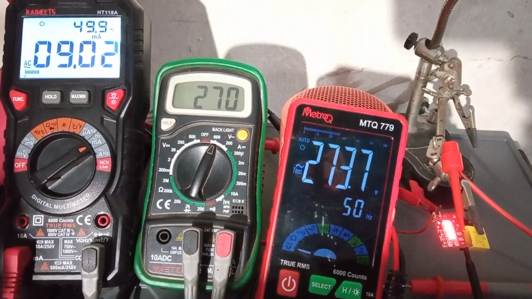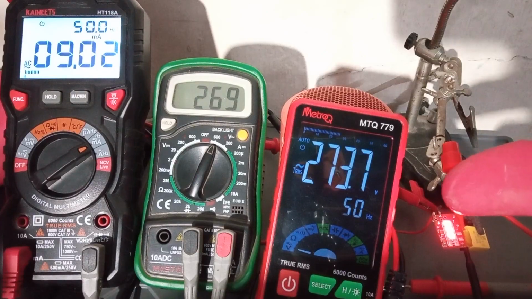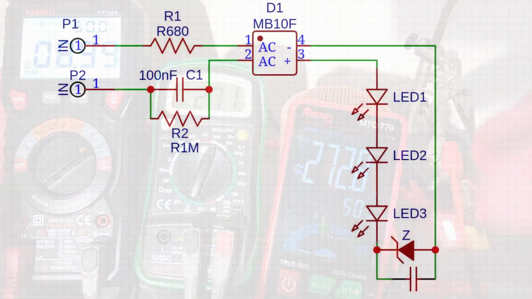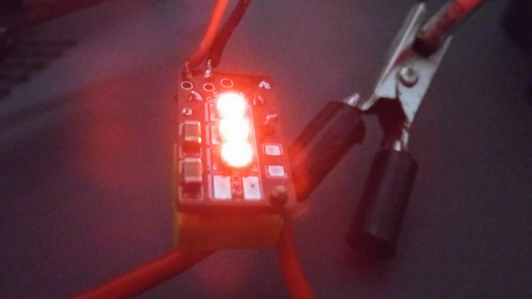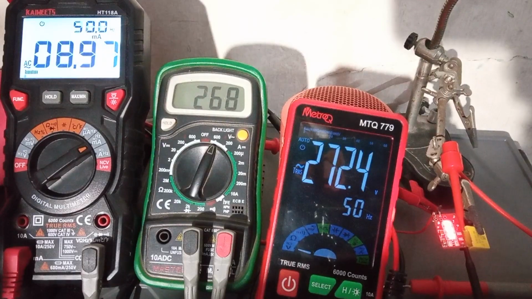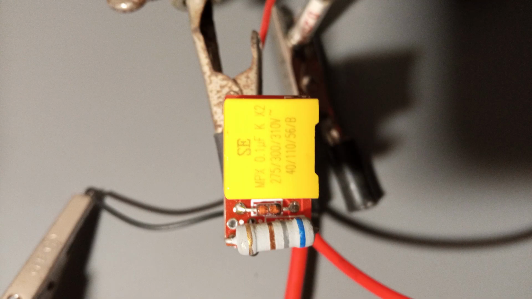Hello everyone, in today's video we are going to see what happens if we overdrive a capacitive dropper. So this is a very basic capacitive dropper circuit that currently glows at around 272 volts. It will also glow at, let's say, 110 volts or something like that, and most of the voltage drop will be across this capacitor. So we do have a couple of resistors on the other side.